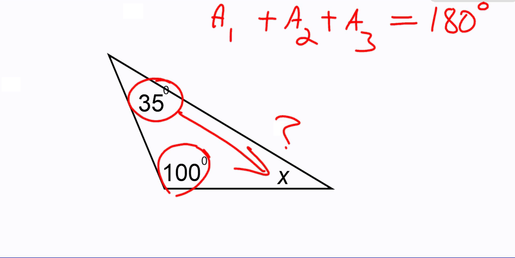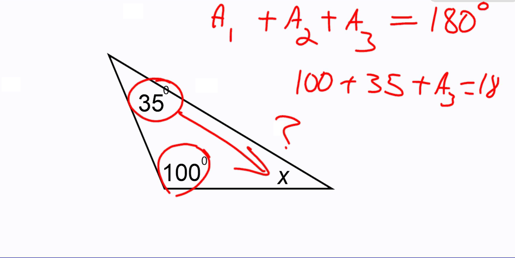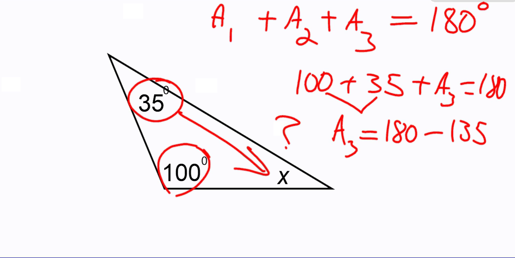To solve this, we're going to add the two numbers we know. So we'll say angle 1 is 100 and angle 2 is 35. And we're looking for angle 3. But we know altogether they're going to equal 180. So in the end, we're going to have this problem. Angle 3 equals 180 minus 135. Where did 135 come from? I added these two numbers together and I put it over here.